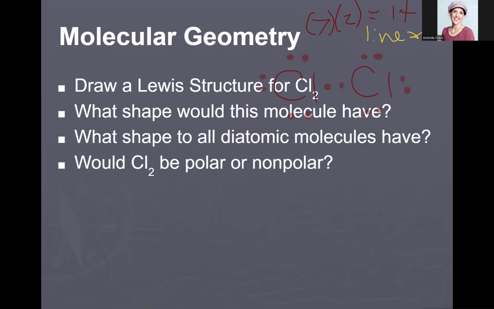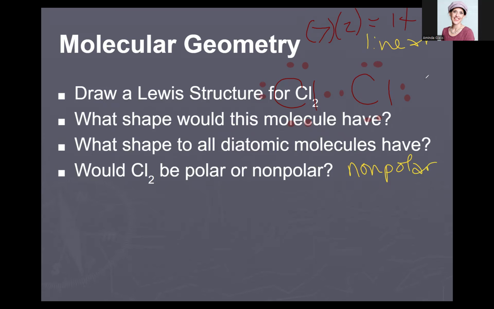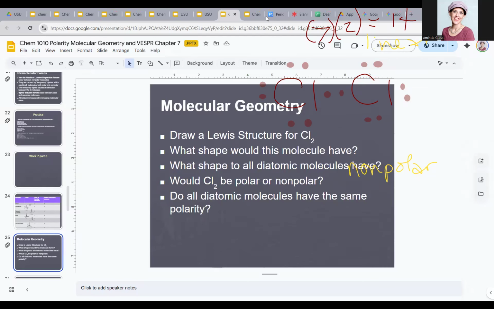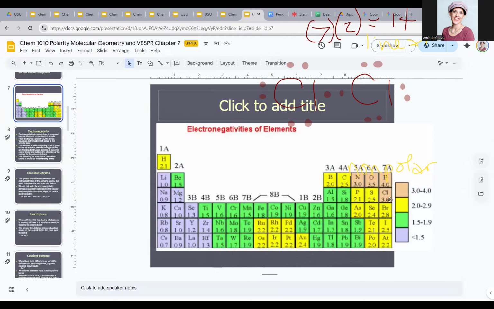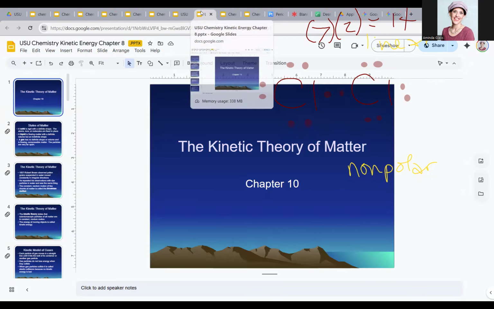So now we can ask ourselves the question, would chlorine be polar or nonpolar? Well, we know that all diatomic molecules are nonpolar because the electronegativity difference is 0. If we wanted to check, we would go to our chart from the previous class and we'd find chlorine here, which is 3.0.